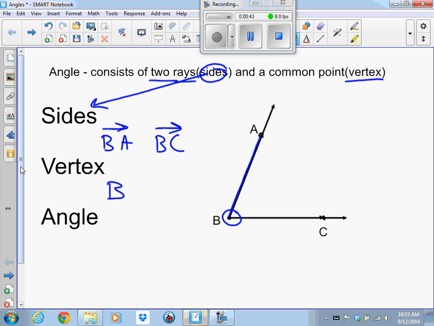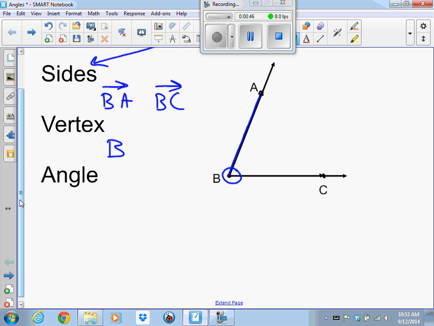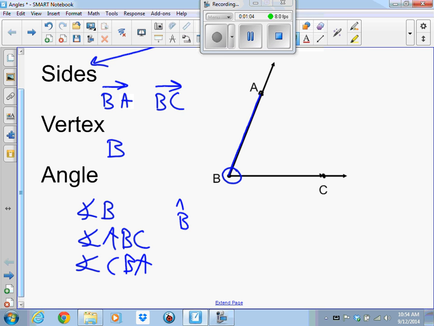And my angle, we're going to call it a couple of different things. We can call it angle B, angle ABC, and angle CBA. For you guys in IB, we have B with the little angle symbol, ABC with the little angle symbol over the B, and CBA with the little angle symbol over the B. Notice on all of those, the B is in the middle. That's my vertex. That's always going to be in the middle.